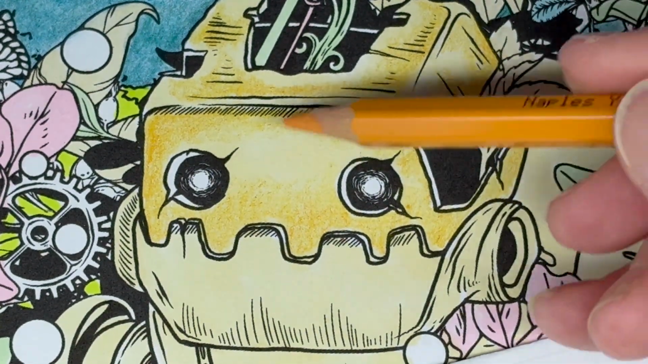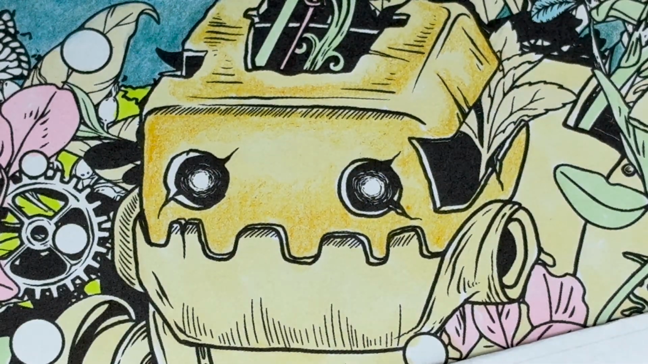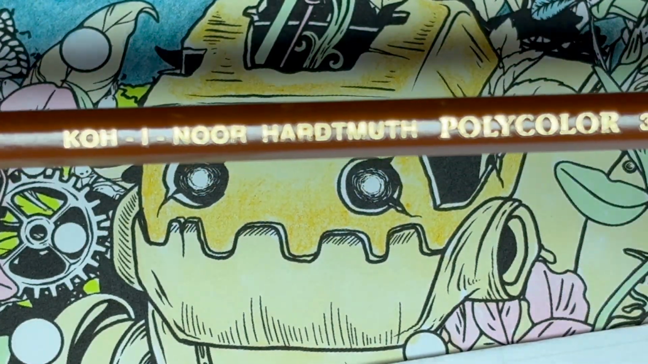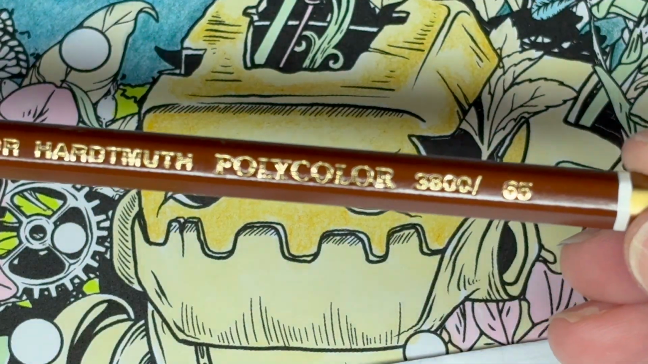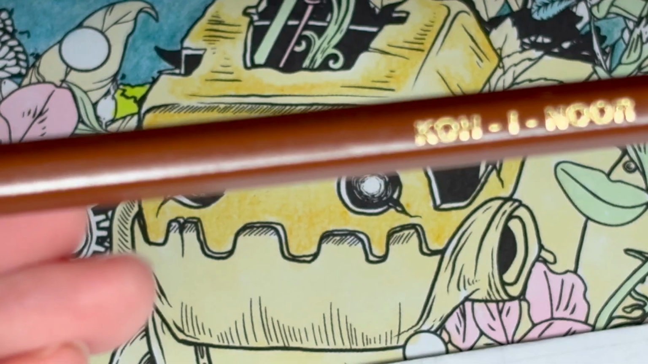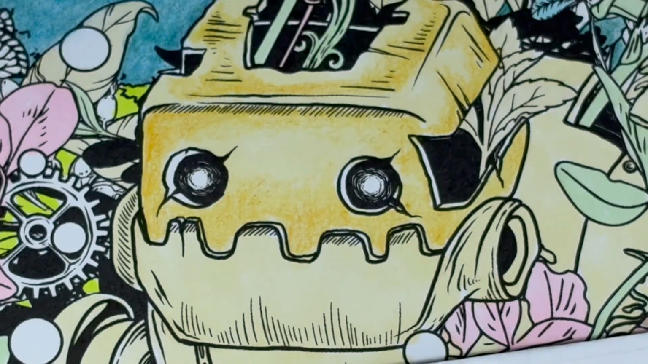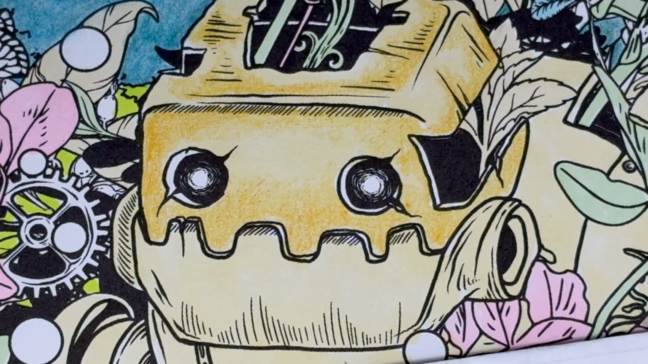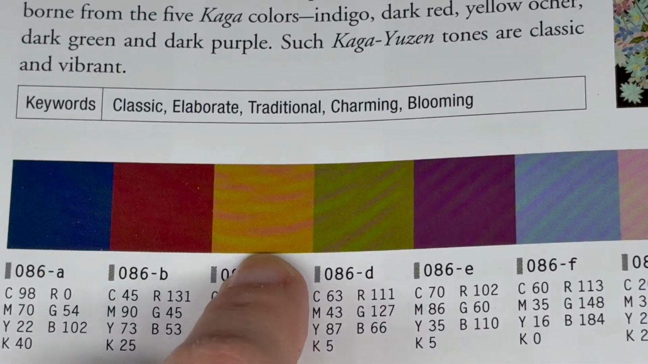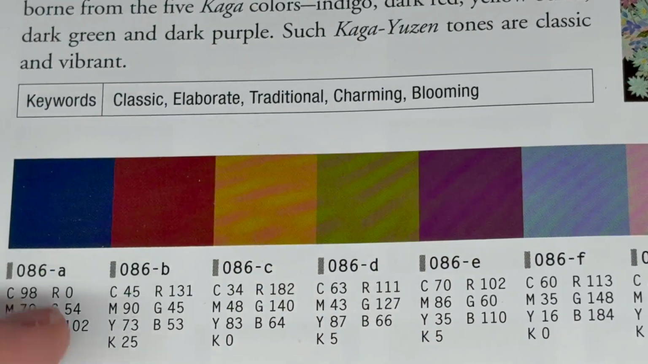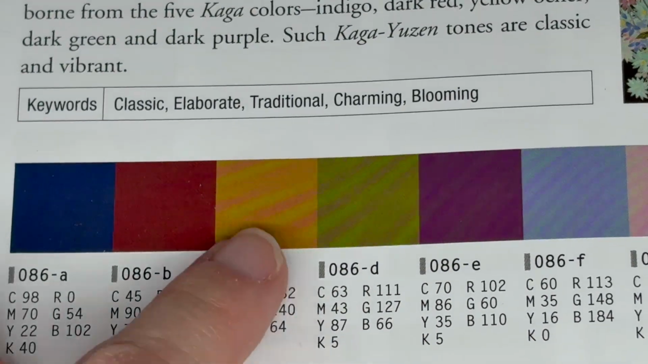So as you can see, I've left my highlight, and now I'm going on to my next color. My next color is also the Kohinoor, and it's number 65. It's like a beige sienna color. Let me just show you in the color palette which colors I'm actually working with. Here in the color palette, we have this yellowy gold color, and this is the color that I based my pencils on from Dopely.